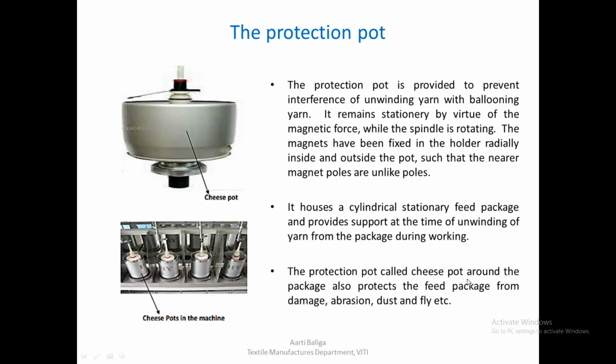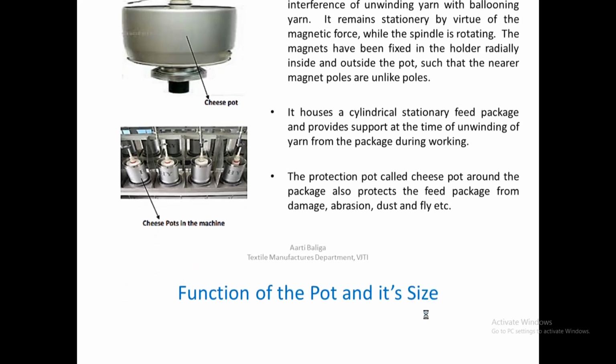The protection pot called cheese pot around the package also protects the feed package from damage, abrasion, dust and fly. So other than providing this kind of support or preventing interference, it also provides some sort of protection to the feed package from any kind of abrasion, dust and fly.